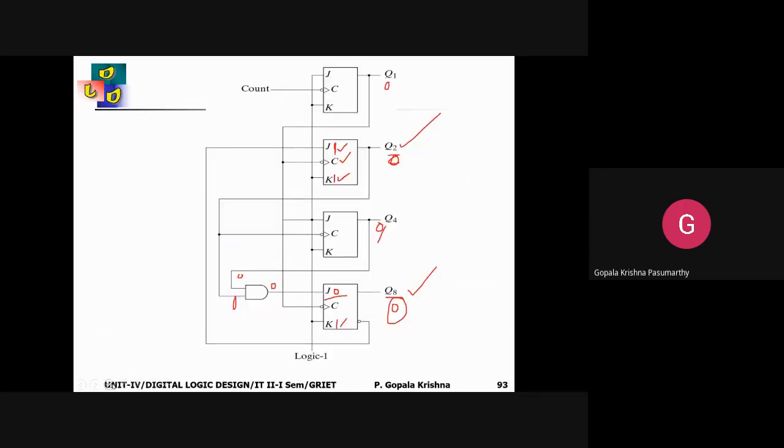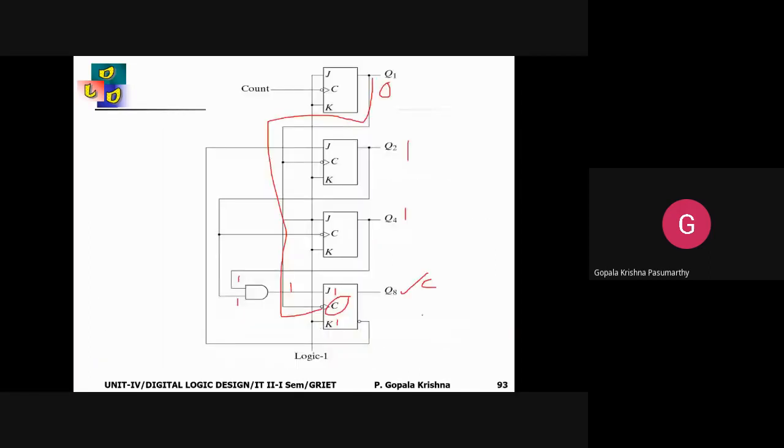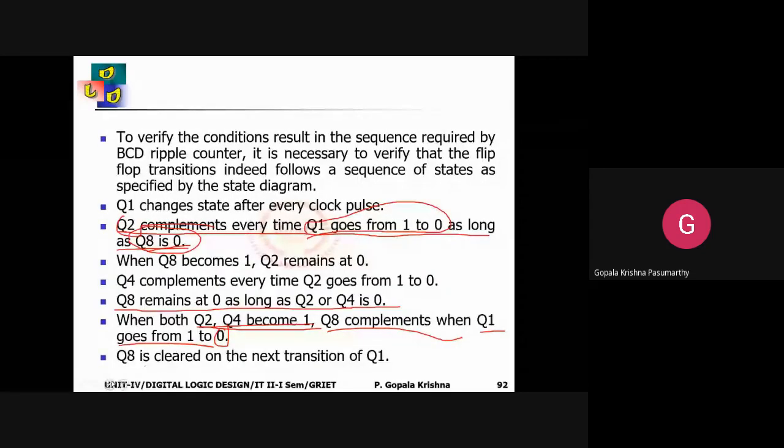So the second rule for Q8: when Q2 and Q4 both become 1, this is 1, this is 1, so this J is 1. K is already 1. So Q8 is ready to be complemented, waiting for the clock, which is coming all the way from Q1, means when Q1 is 0. That's what I wrote: when Q1 goes from 1 to 0, when Q2 and Q4 both become 1, the flip-flop Q8 will be complemented. This is how we have incorporated all the said rules into the design.